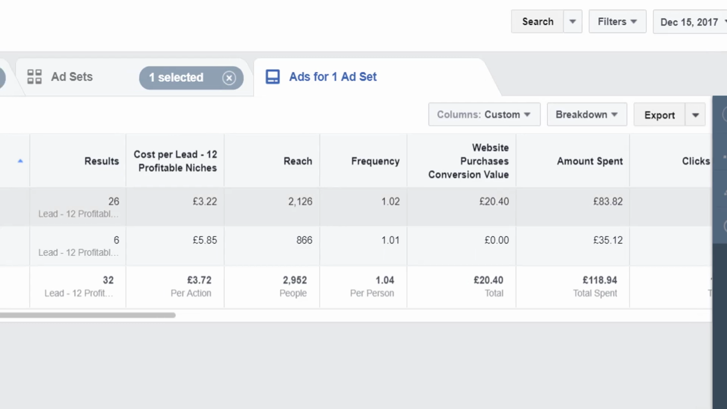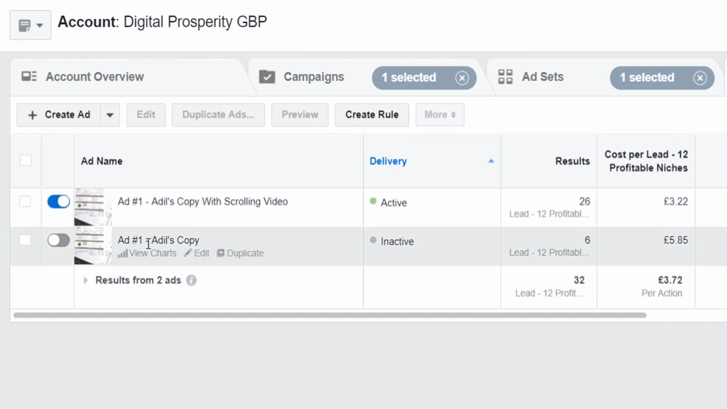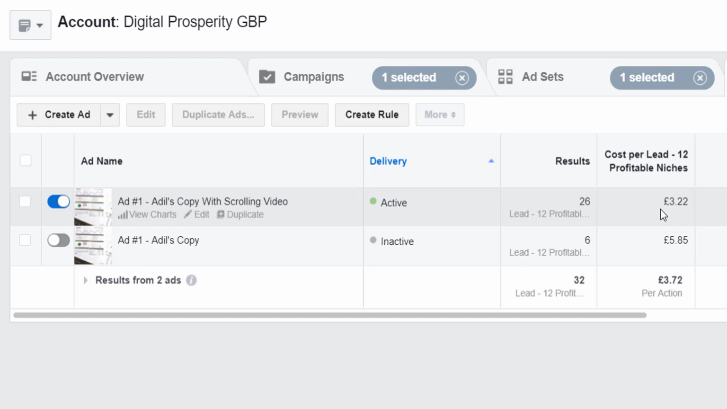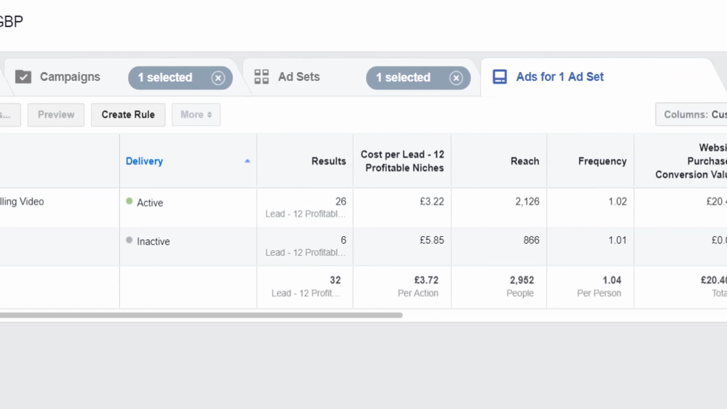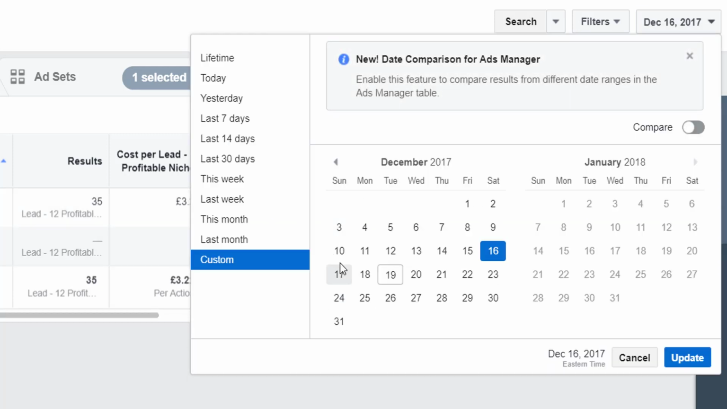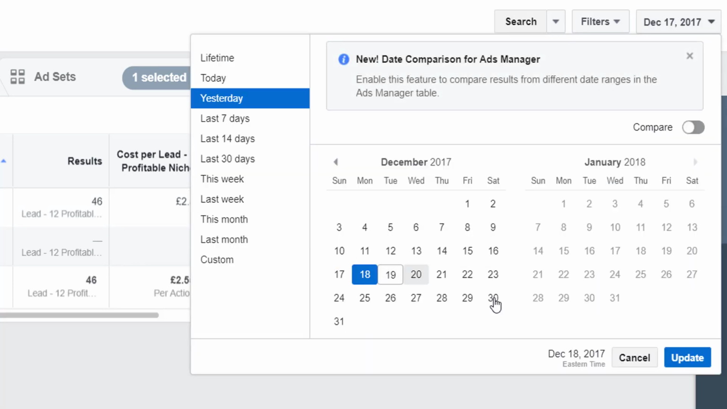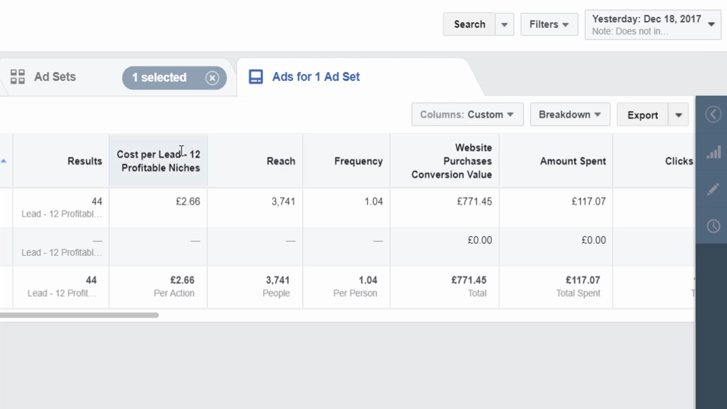So what I did was create a brand new ad. All I did was keep the exact same copy, but I turned the static image of the lead magnet they're getting into a video of me scrolling through the lead magnet, and the costs were about $3.22, which is roughly $3.80 or maybe $4. And then over the next few days, the costs started to go down again, so $3.22, and then on the 17th it went down to $2.55 as the algorithm started to get a good idea of which audiences liked this particular ad, and it went back down to $2.66 from about $5.80, right?